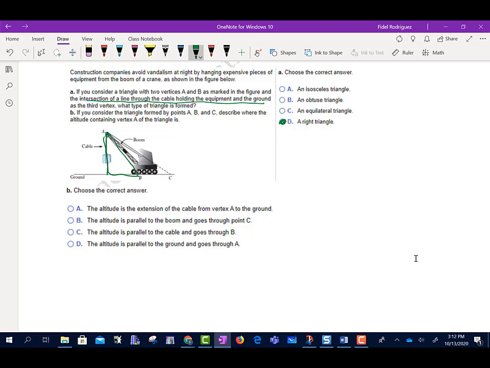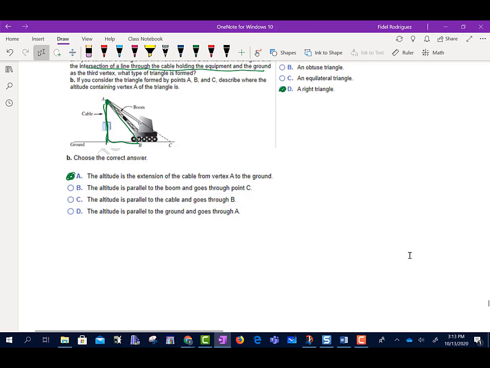And then part B says, if you consider the triangle formed by points A, B, and C, describe where the altitude containing vertex A of the angle is. So this altitude right here is going to be the extension of the cable from vertex A to the ground, right?